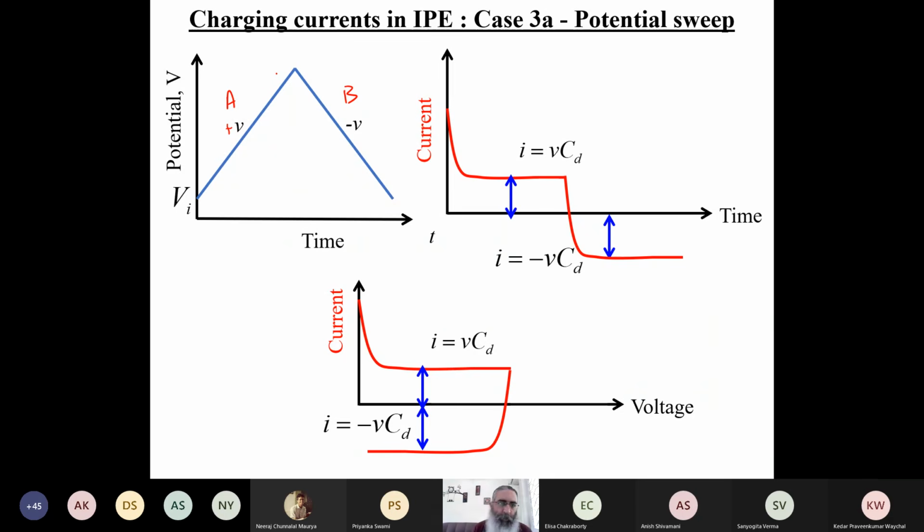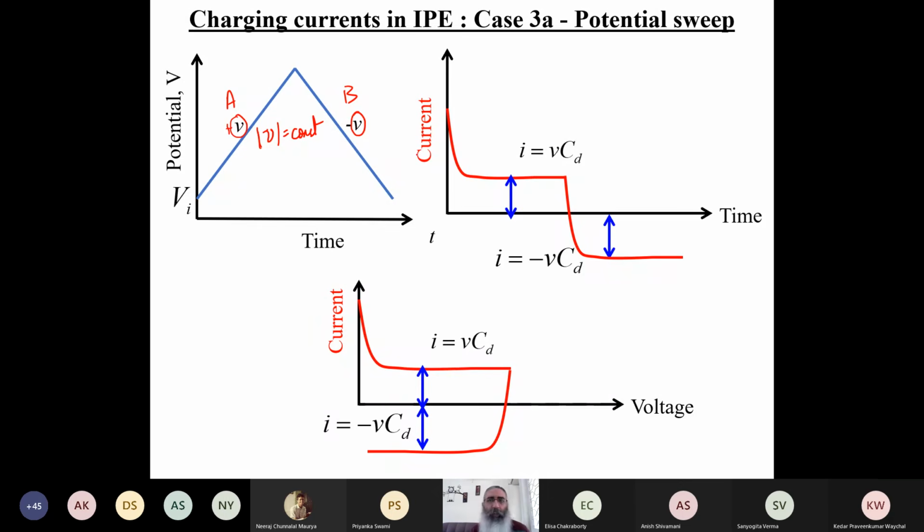So you are ramping it up. Remember, this magnitude of nu doesn't change. The magnitude mod nu is a constant over the entire experiment. It is just the sign of nu. First you ramp it up and then you ramp it down. The sign of nu changes with respect to time. Okay, so the sign of nu changes.